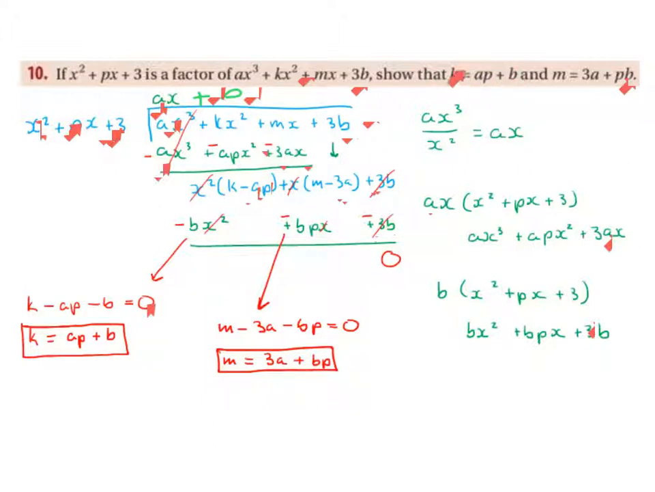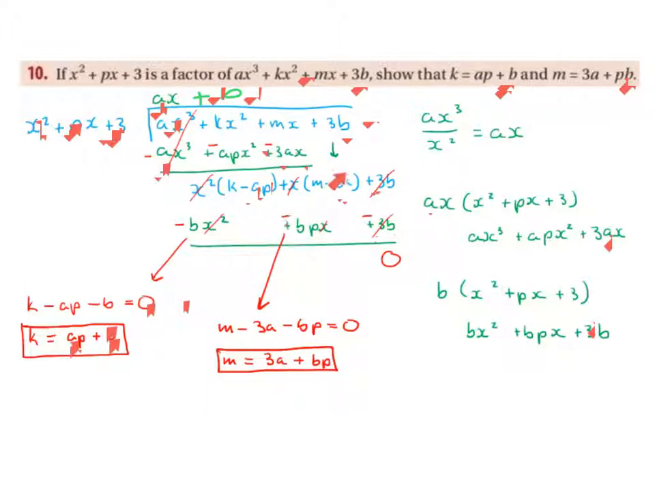So we just want to get the k on its own. So we just bring the ap, the minus ap over the equal sign, it becomes ap. And we bring the minus b over the equal sign, it becomes plus b. So k equals ap plus b. So now we have the k on its own.